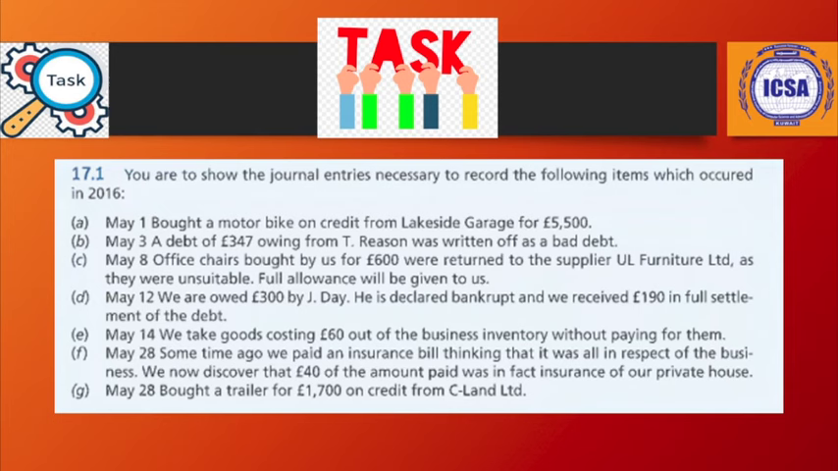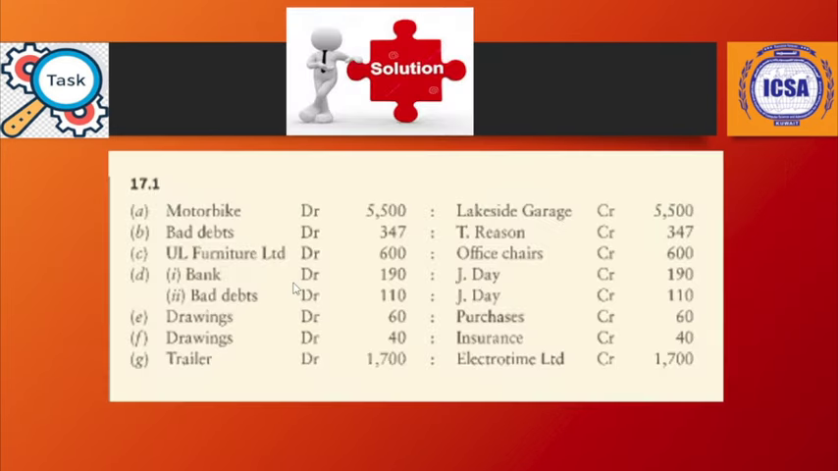Bought a trailer for 1,700 on credit from Sealand Limited. So these are some transactions which are to be recorded in journals. If we look at the first transaction, bought a motorbike on credit from Lakeside for 5,500. So it is a purchase of a motorbike against 5,500. It is a credit transaction. So we can see how it will be recorded. Motorbike account will be debit and Lakeside credit.